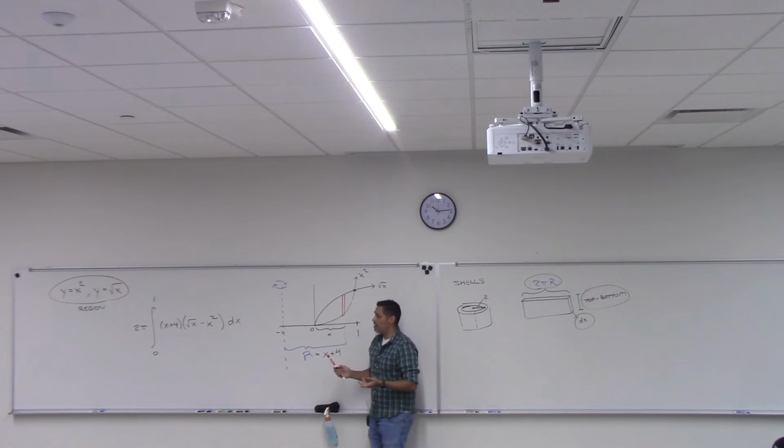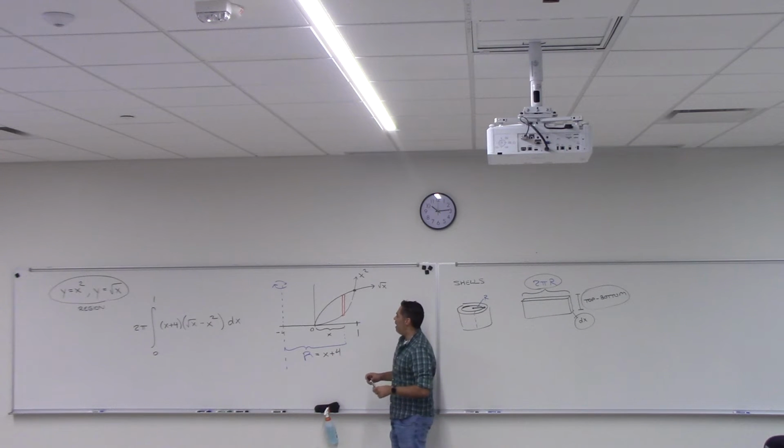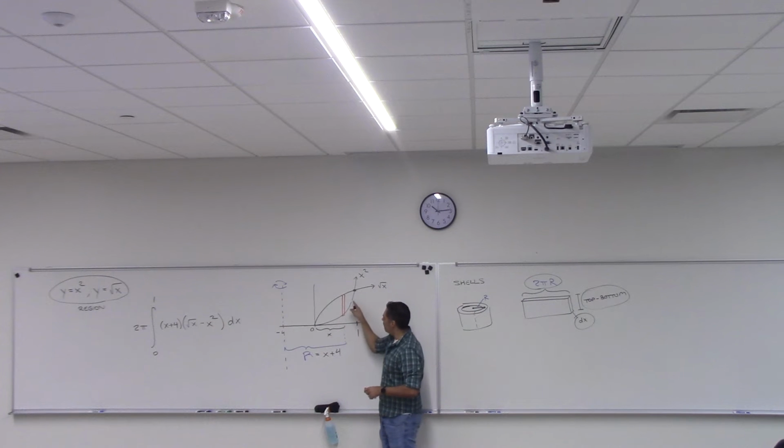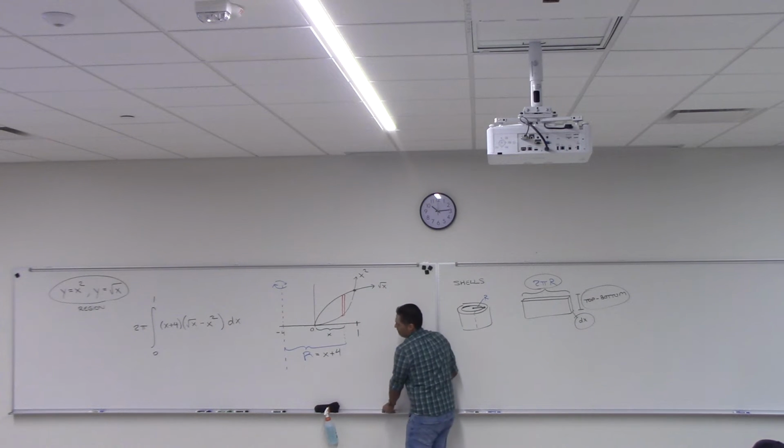The great thing about shells is that if you have a vertical rectangle, you can do it this way or this way. You never have to switch this to a function of y. You just leave it as a function of x and we can still go this way. We couldn't do that with just washers.